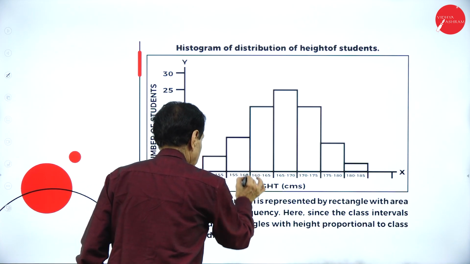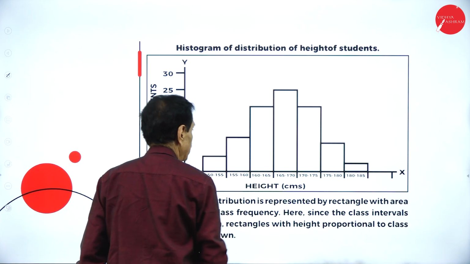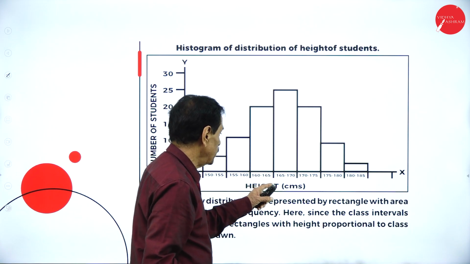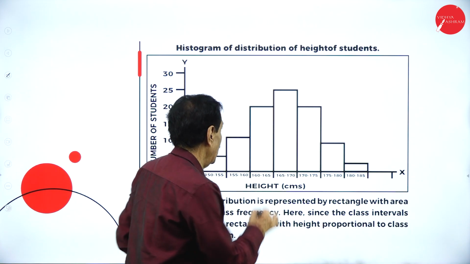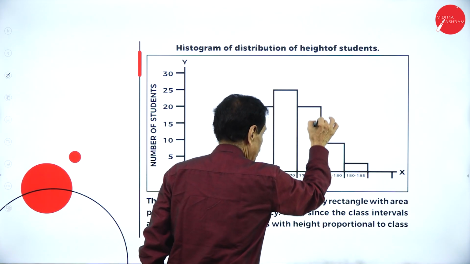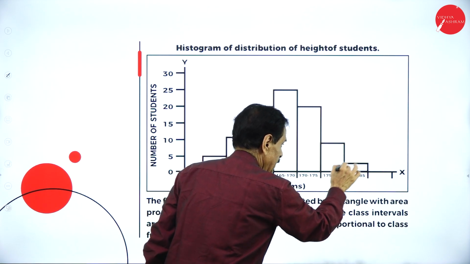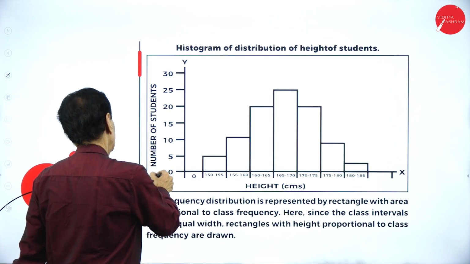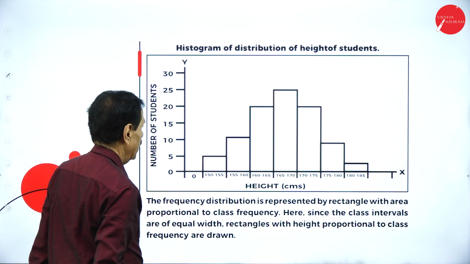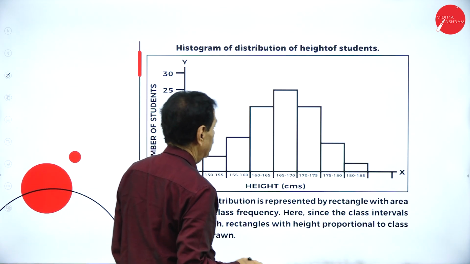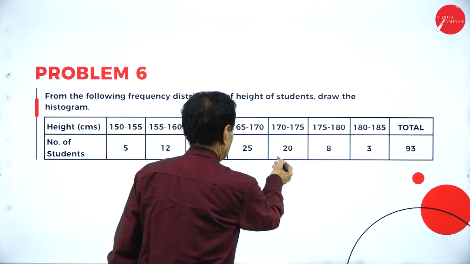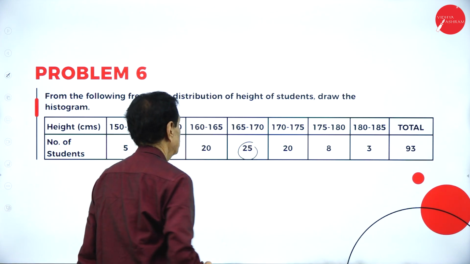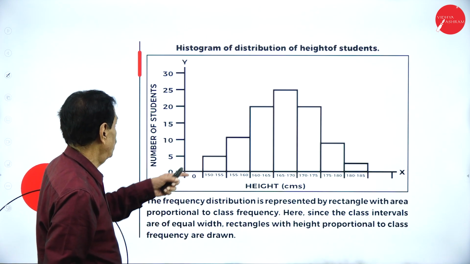12 here. Make the mark, make the mark. Then like this, 160 to 165, 165 and so on, add this, add this. So height in centimeter, number of students here. Maximum is 30, but it is not 30 here. Your maximum is 25 only. It has been represented here, 25 only.